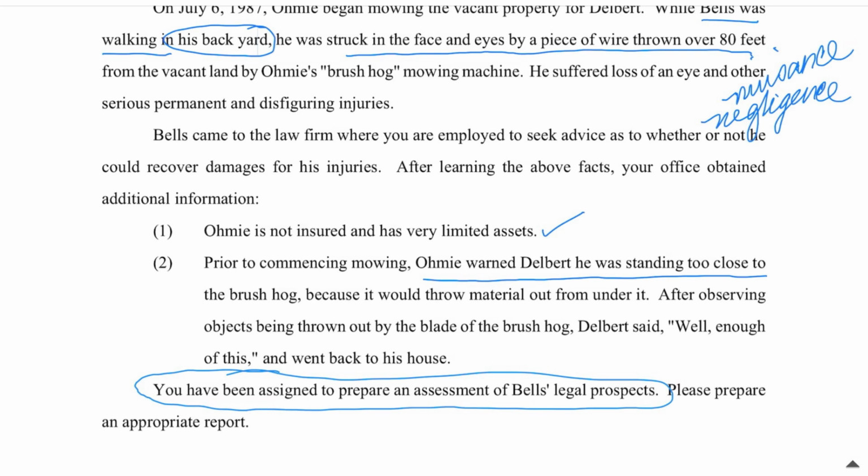Next, we have the additional facts of Omi warning Delbert when he was standing too close to the brush hog machine. This gives rise to the issue of whether a reasonable person would act in the same or similar circumstances.